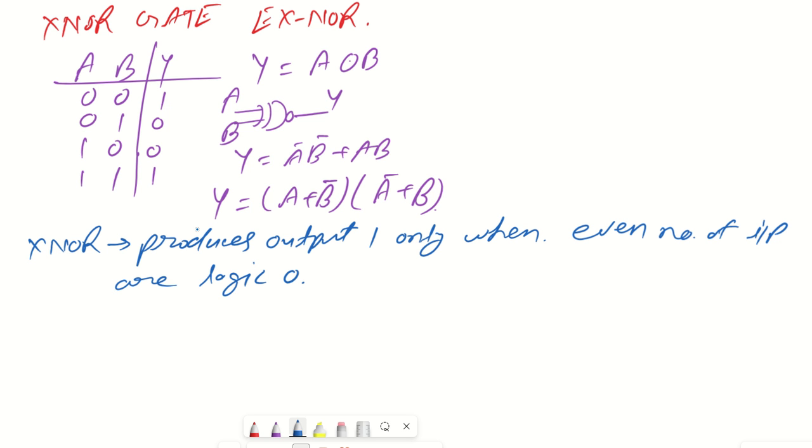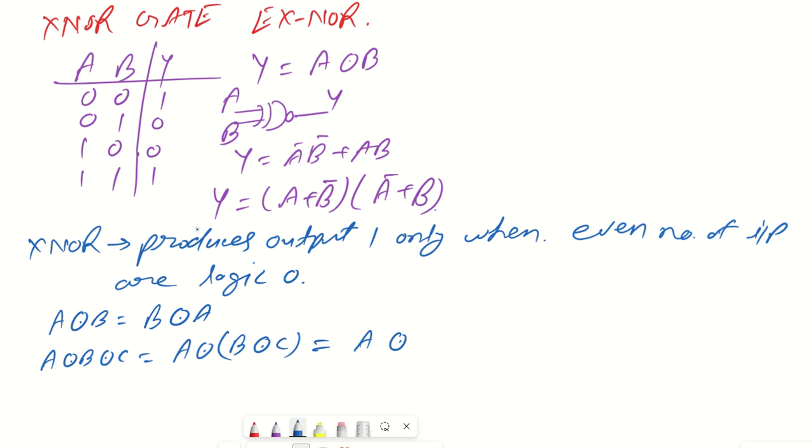Before that, A XNOR B is going to be equal to B XNOR A. Okay. And then A XNOR B XNOR C is going to be equal to, by the associative property, A XNOR, you do the operation between B and C first, or you can also do A XNOR B first, and then do the XNOR operation with C.